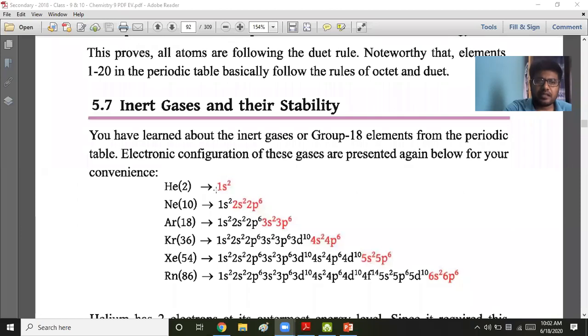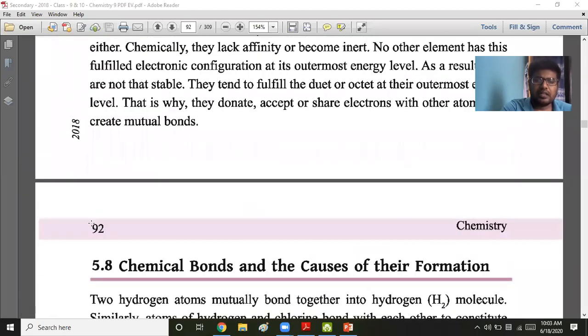In my last class, I was on these inert gases and their status. I told you about the electronic configuration of different elements, and I mean page 92, and today's lecture.